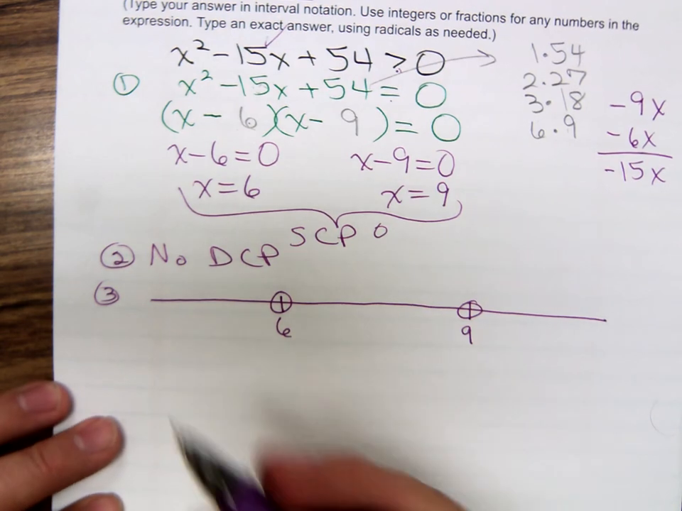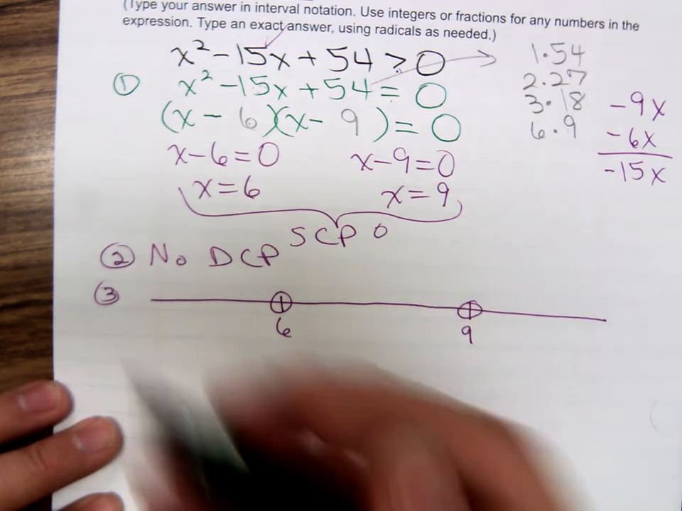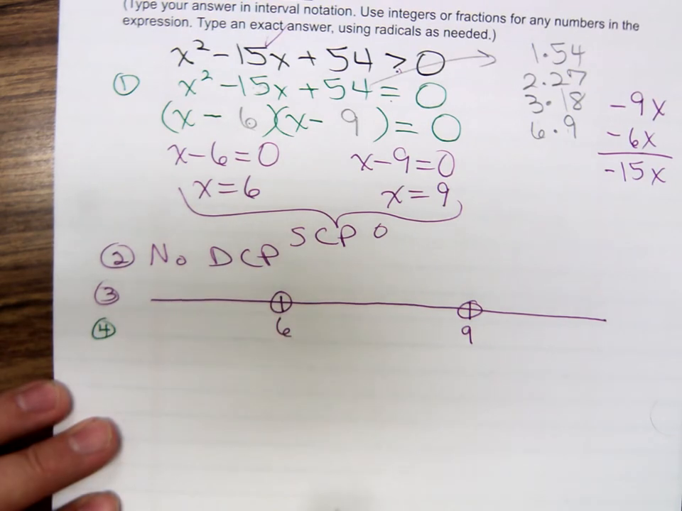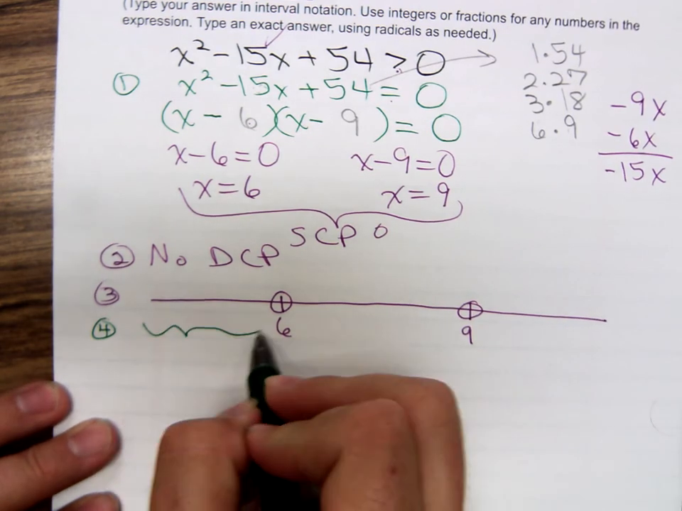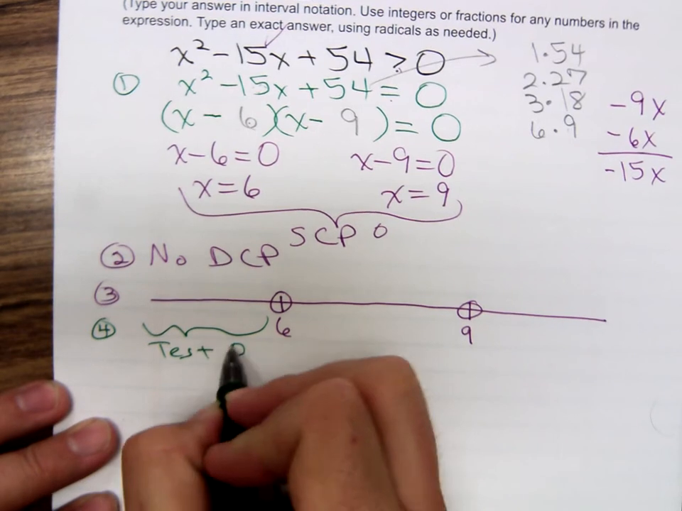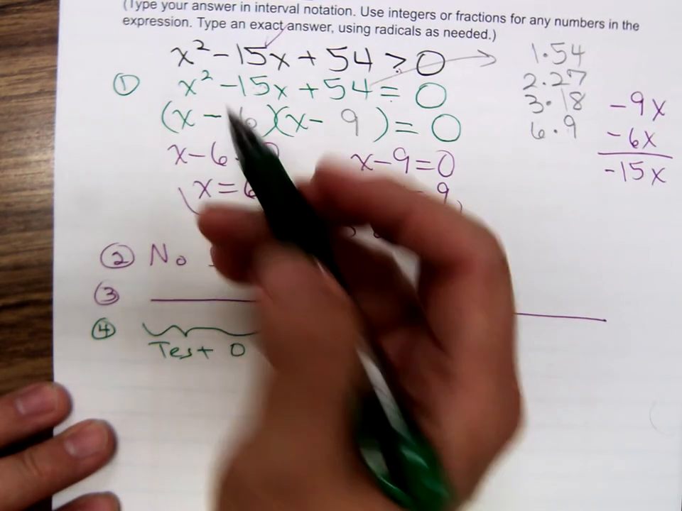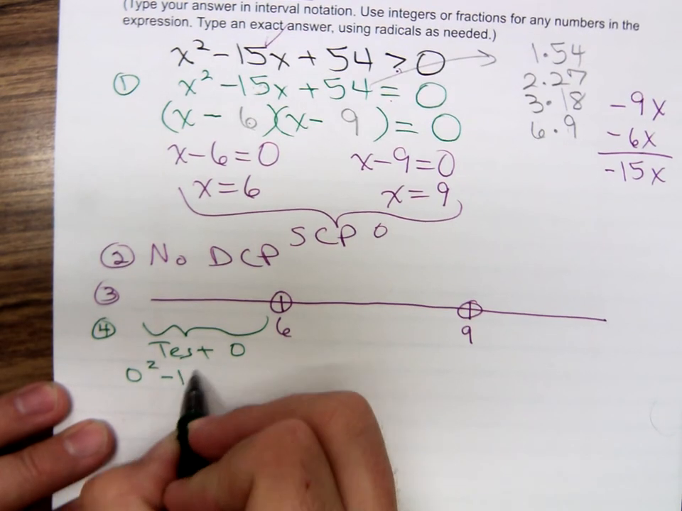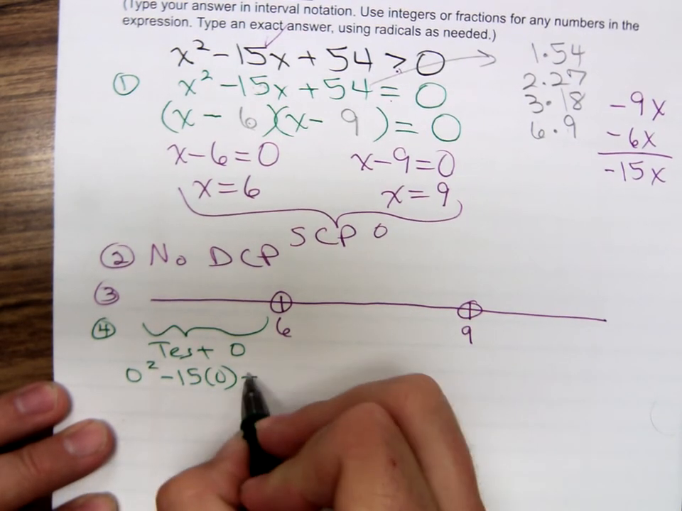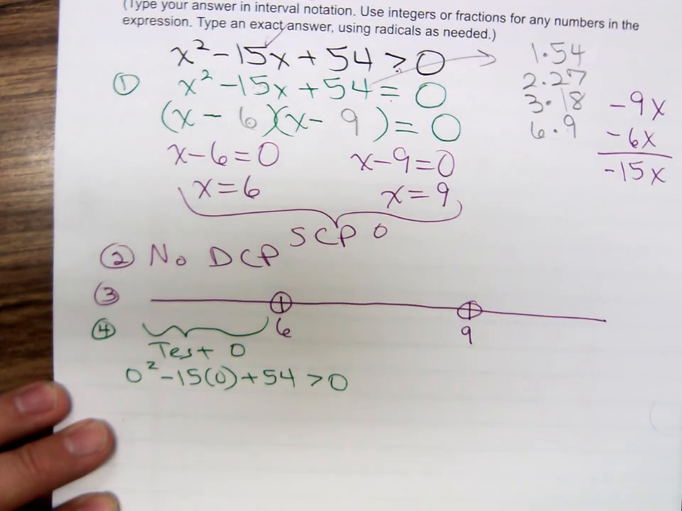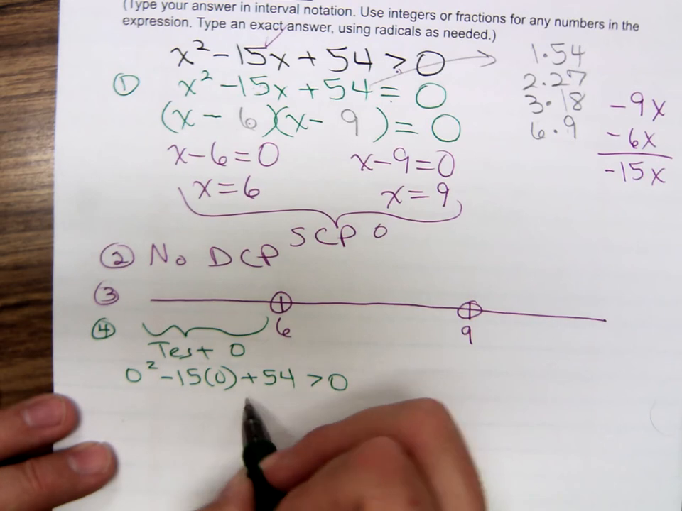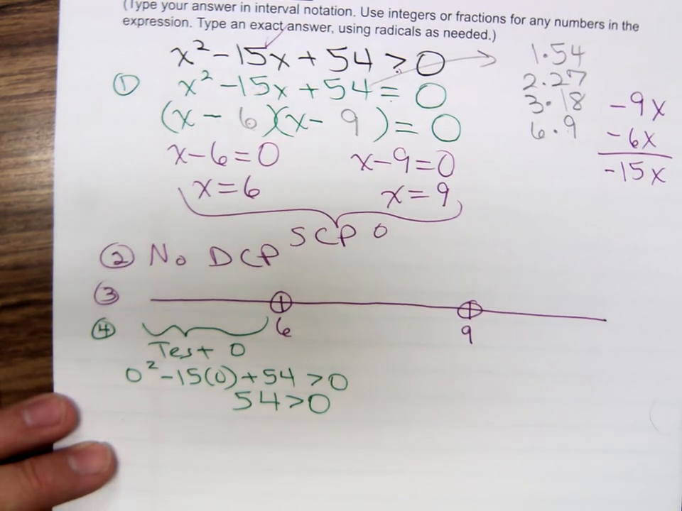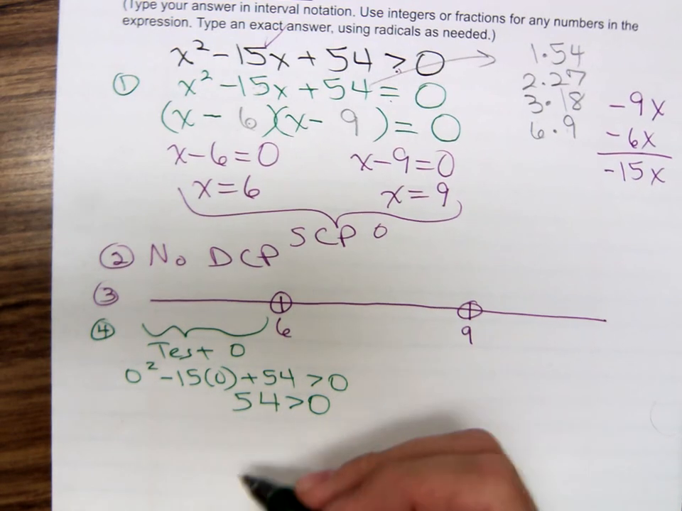So, what number do you think I'm going to test? What's my favorite number to test? 0. Which interval contains 0? Interval 1, 2, or 3? 1. So I'm testing 0 right here. Testing in the inequality, we get 0 squared minus 15 times 0 plus 54 is greater than 0. True or false? 0 squared is 0. Minus 15 times 0 is 0. 0 plus 54 is 54. 54 is greater than 0. True or false? True. So we shade here.